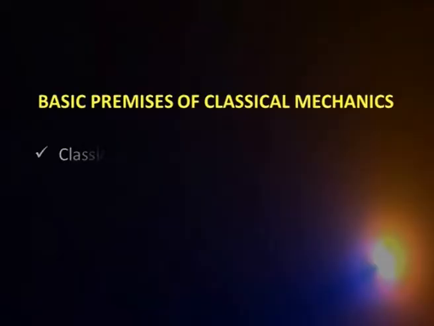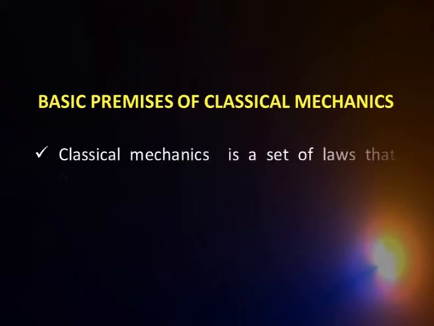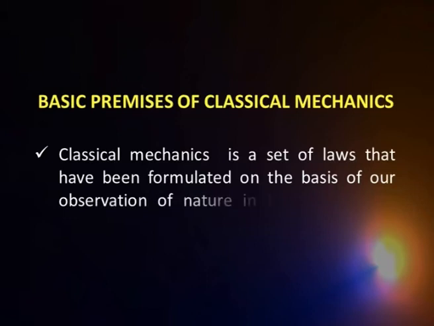Let's make a beginning by looking at what classical mechanics is. Actually, if you really ask me, classical mechanics is a set of laws that have been formulated on the basis of our observation of nature over a period of centuries. That means, whatever we gathered in terms of looking at the motion of astronomical bodies, sun, moon and things around us.